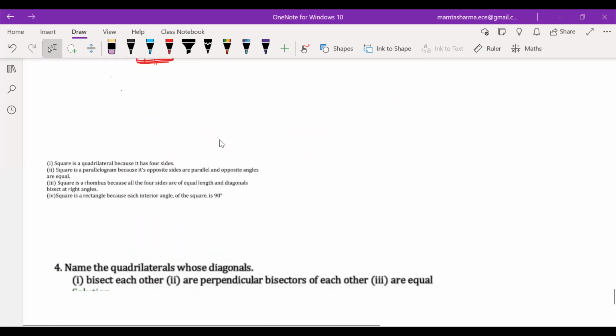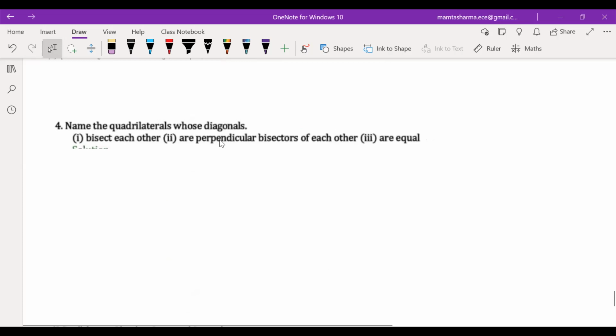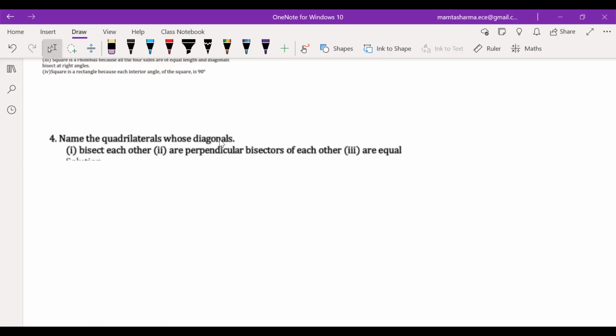Now see, this question is done. Name the quadrilateral whose diagonals bisect each other. Square and rectangle. Wait, please don't answer every question, give a chance to others. Okay, Ayush. Ma'am, rectangle. In a rectangle, the diagonals bisect each other.